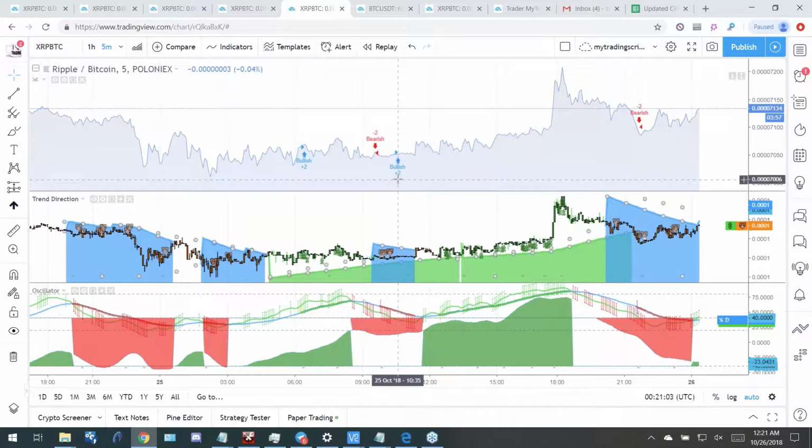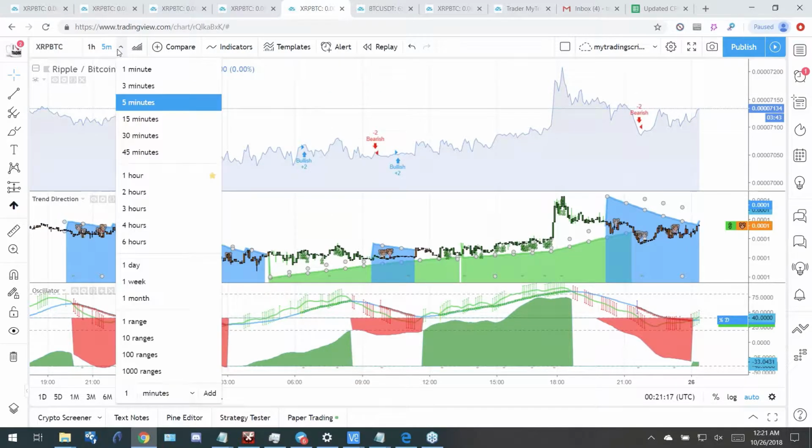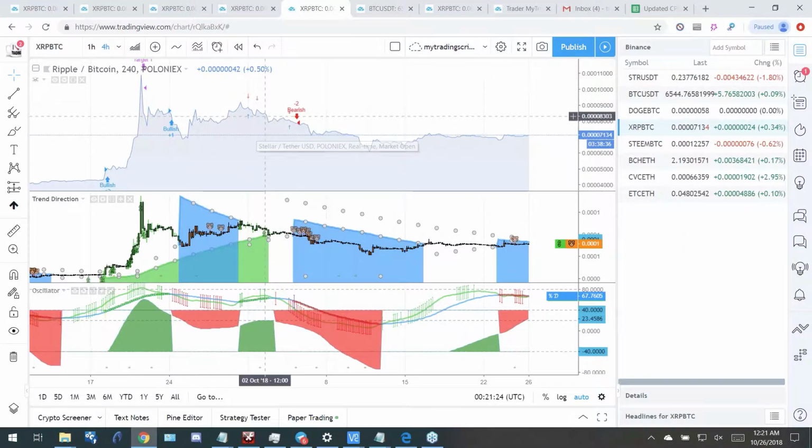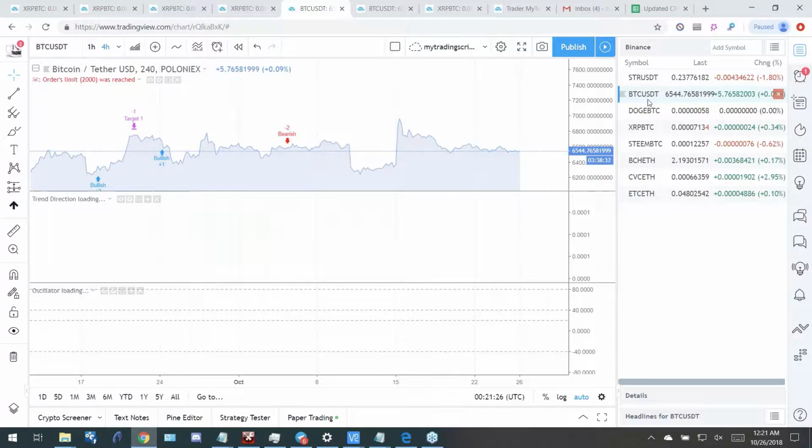So let me put this back to a 4-hour. What's cool about TradingView is that when you get this package, once you create a watch list, you can click from market to market and instantaneously see what potential opportunities are available. So that's this product here, which is just the indicator package.